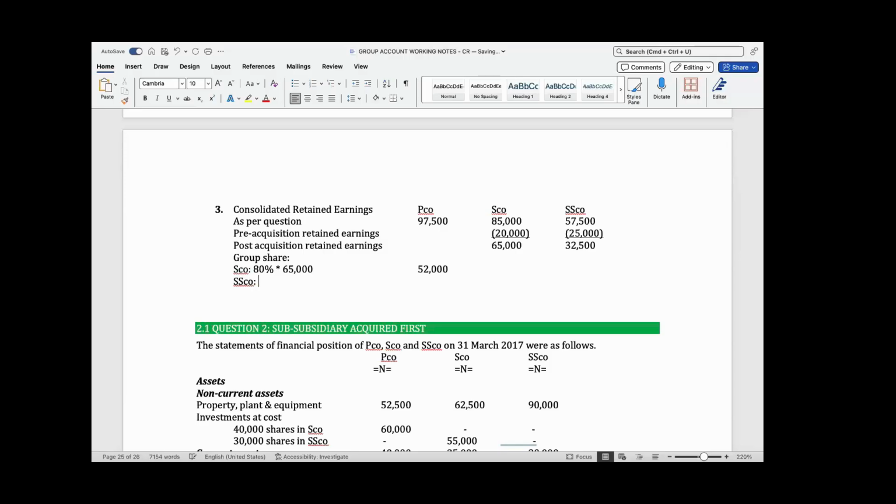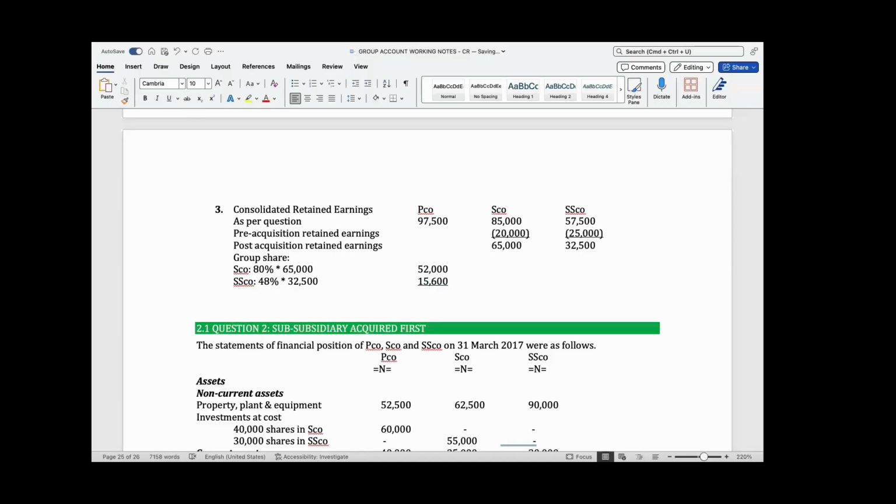52,000. And what's the group going to get in SSCO? 48%. Correct. Of 32,500. So this is where the 48% is applicable. 15,600.